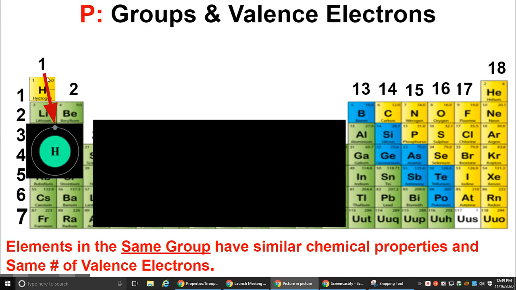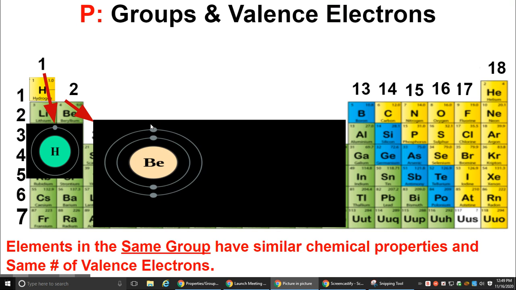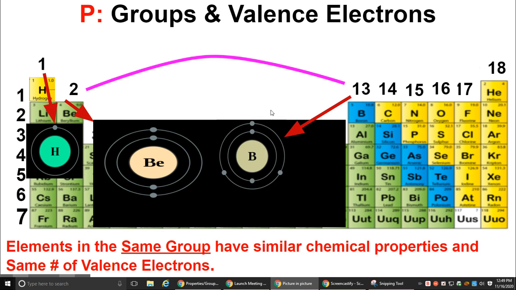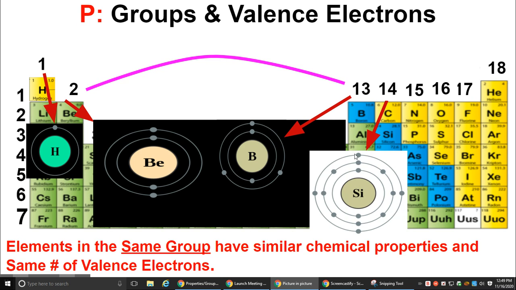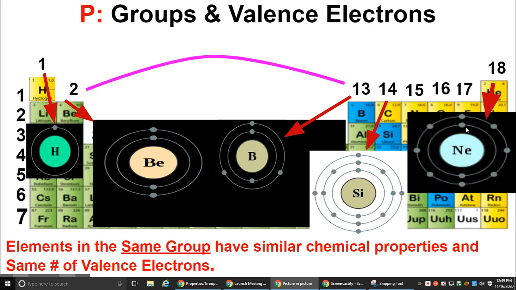So let's look. If you're in group 1, that means you have 1 valence electron in your outer shell. If you're in group 2, you have 2 valence electrons in your outer shell. If you're in group 13, you're going to have 3 valence electrons in your outer shell. Group 14, you're going to have 4. 1, 2, 3, 4. And group 18, 1, 2, 3, 4, 5, 6, 7, 8 valence electrons.